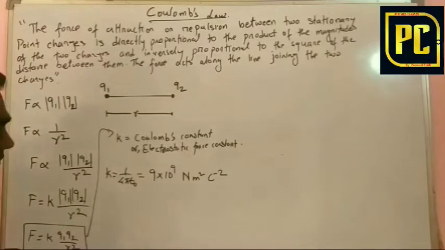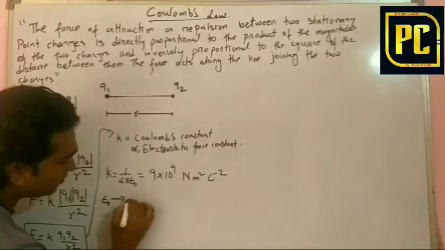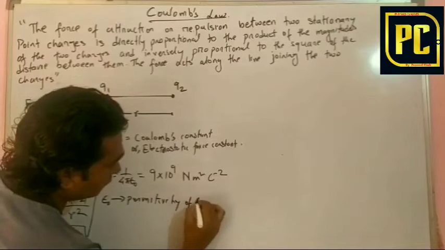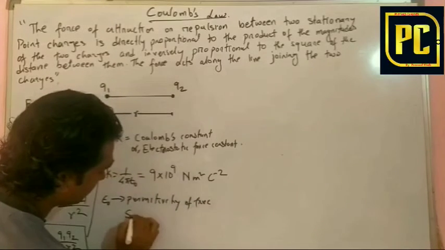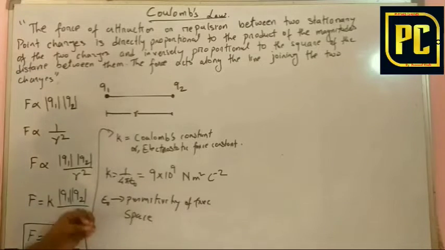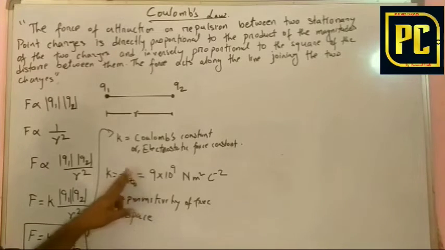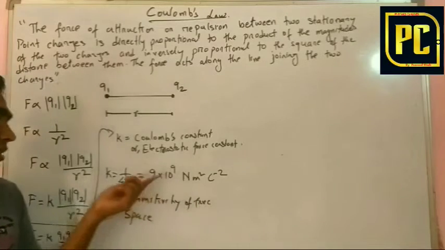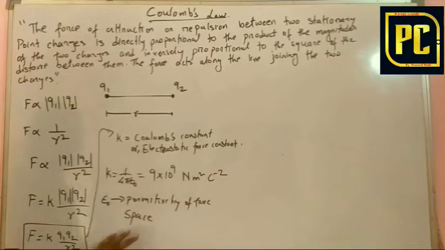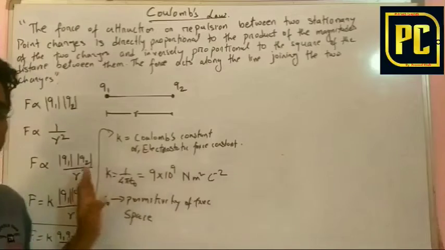So this epsilon naught is your permittivity of free space. Now what does this mean? It means that when you have two point charges in free space, the force is given as this. In another medium, only this will change. If the medium changes, the value of K will also change, so it depends on the medium. But in free space, the value of K is 9 into 10 to the power 9.